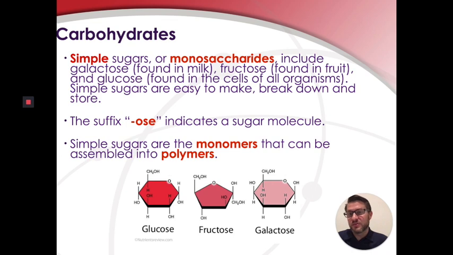When we look at simple sugars, you will often see the suffix "-ose" in reference to a simple sugar. Some examples here are glucose, fructose, and galactose. Notice all those names end in the suffix "-ose." So whenever you see "-ose," you should think carb. Glucose is a really important simple sugar, and we'll talk about glucose again and again when we talk about how the cells generate energy. So we'll see glucose pop up a lot. These simple sugars are the monomers, the building blocks of more complex carbohydrates.